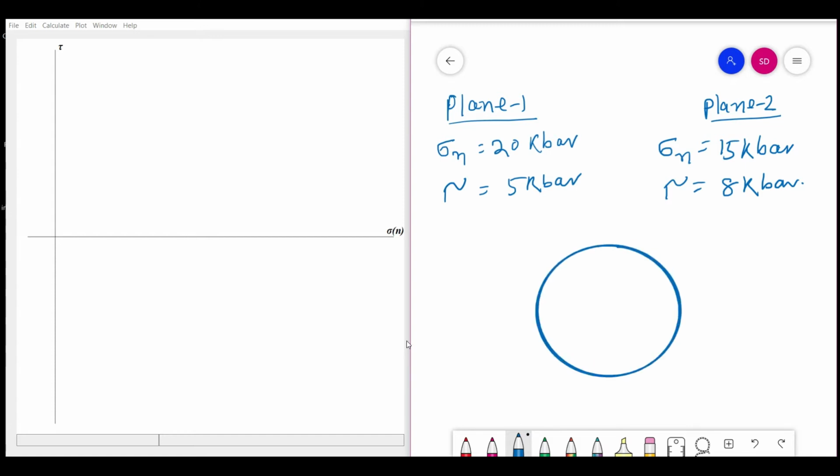Let's say here we have plane 1 and here we have plane 2, and this is the center and this one is the radius and this one is the radius. So first we need to draw the Mohr circle. In order to draw a circle we need actually two things. First one is the coordinate of the center, and second one is the length of the radius, and in this case we have none of these above. So first we need to calculate these parameters.